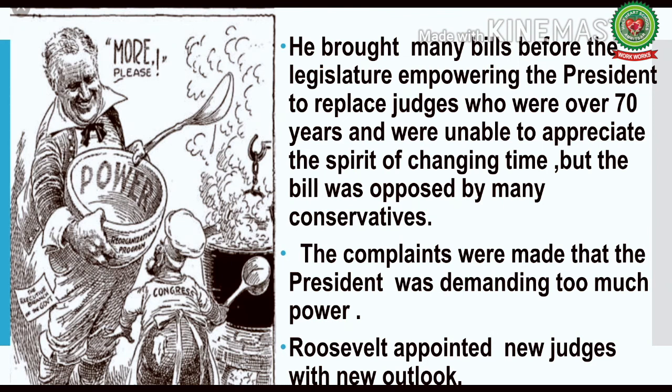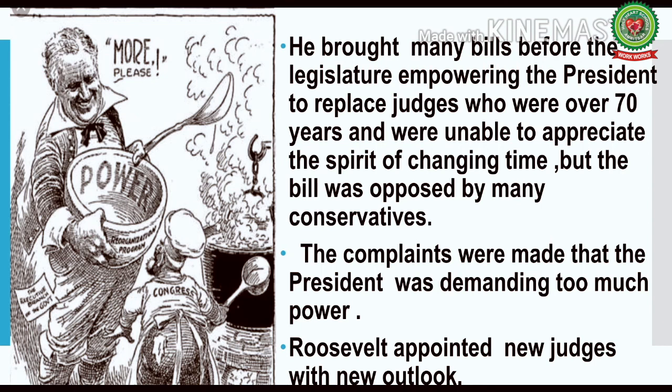He brought many bills before the legislature empowering the president to replace judges who were over 70 years old and were unable to appreciate the spirit of changing times. But the bill was opposed by many conservatives. The President wanted to depose those judges who were conservative by nature and not ready to accept the new changes. But the bill was opposed by the Conservative Party.